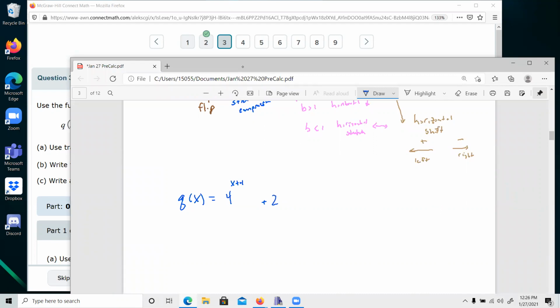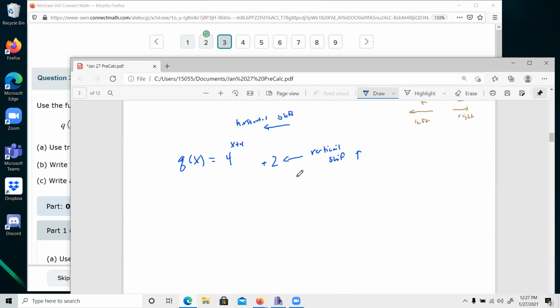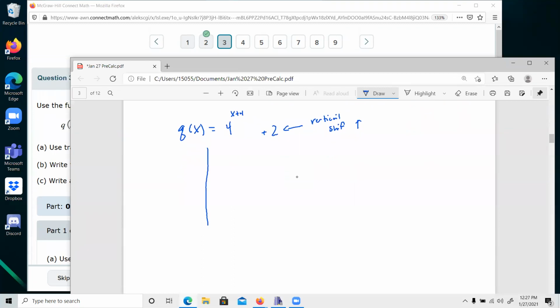So without doing very much of anything, can we just diagnose and see what they're asking us to do here? We're just going to remember that that's going to be some kind of a vertical shift up. And then this is going to be a horizontal shift. The way it's written, this is a horizontal shift, and since it's plus, we're going to the left. Okay, so when I'm graphing my function, just to sketch it in, 4 to the x.